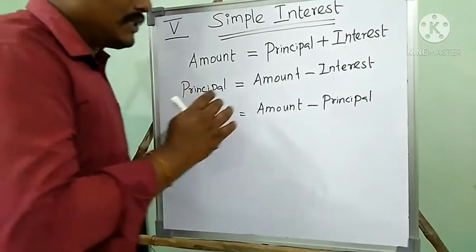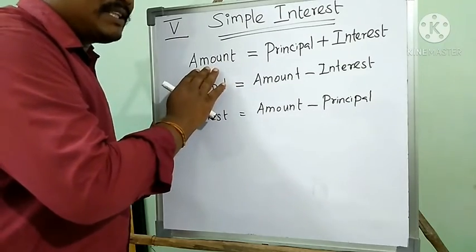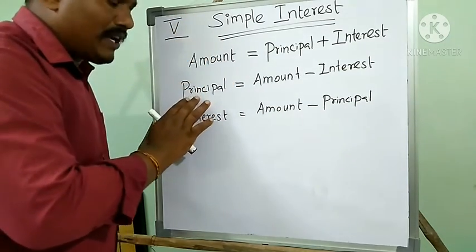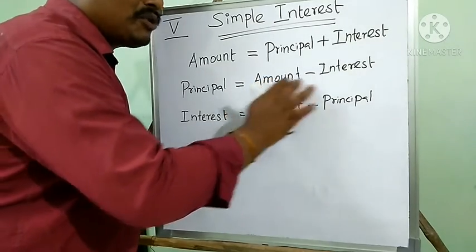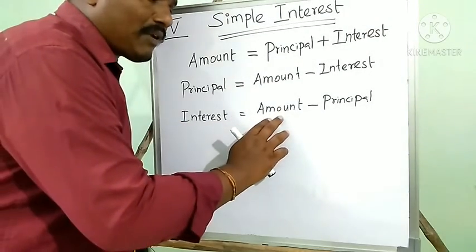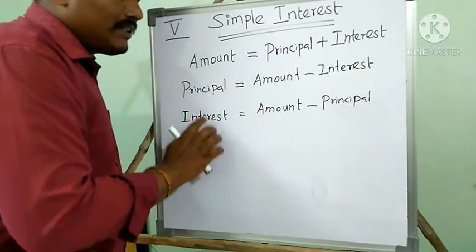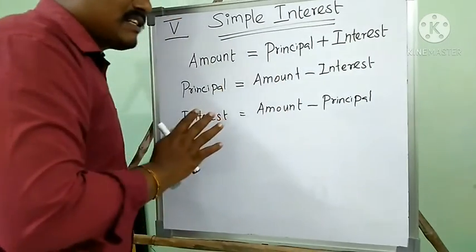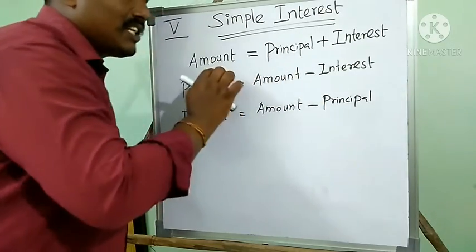Listen here. We have three formulas. If you want to find the amount, you add principal plus interest, then you can get the amount. If you want to find the principal, you subtract interest from the amount. If you want to find the interest, you subtract principal from the amount: amount minus principal, you will get interest.